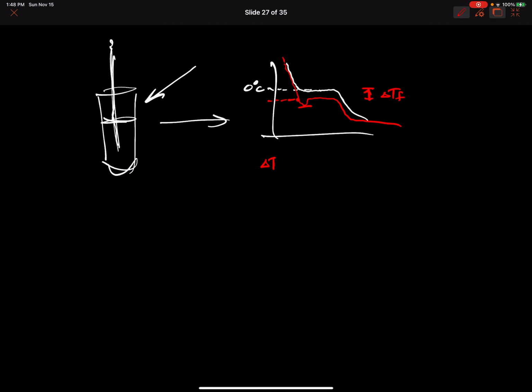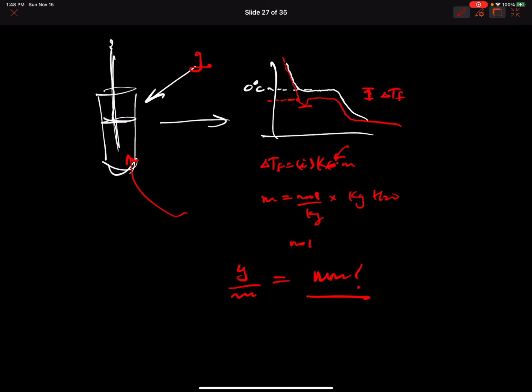Then we can use delta TF equals i, which will be 1, times Kf times m. Kf will be for water. See this, and from there you'll be able to solve for molality, which equals moles over kilograms of water. If you multiply by your kilograms of water in here, you'll be left with moles. Take the grams you had in the beginning, grams divided by moles equals the molar mass. It's going to be awesome. You're going to love it.